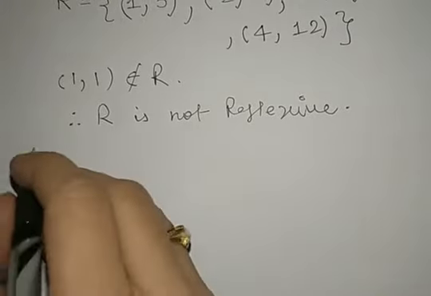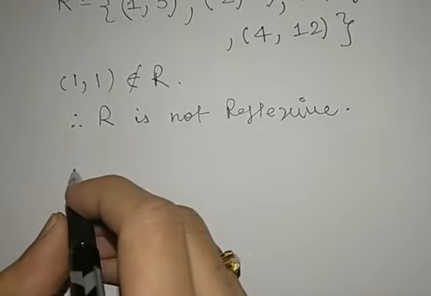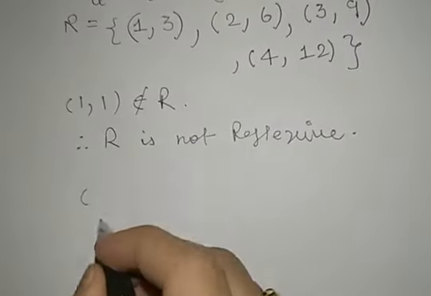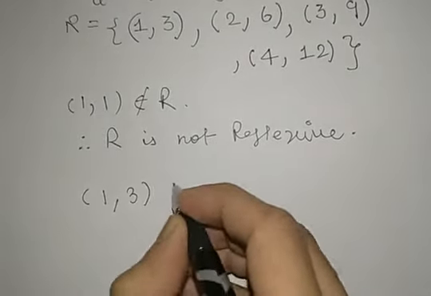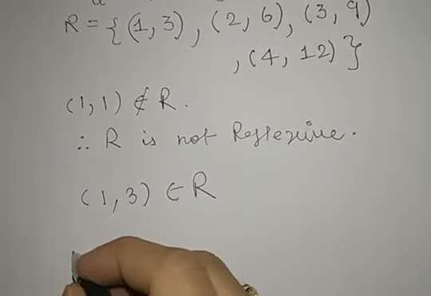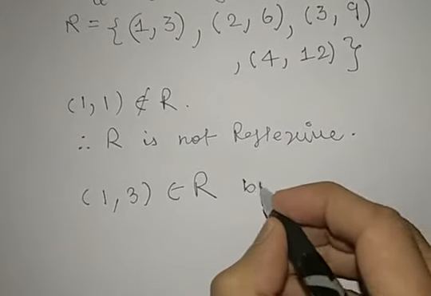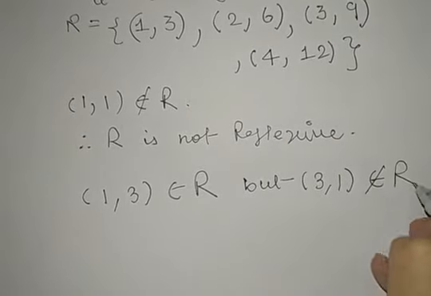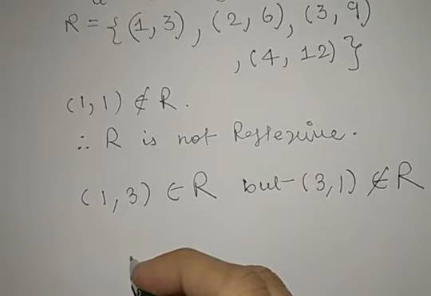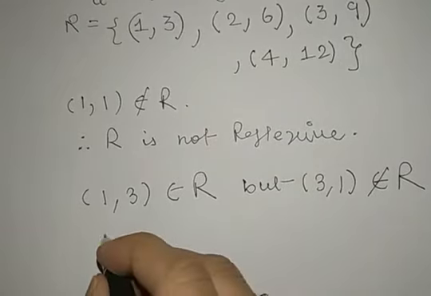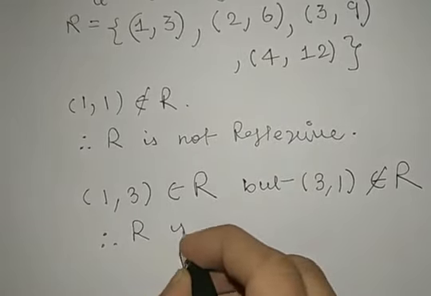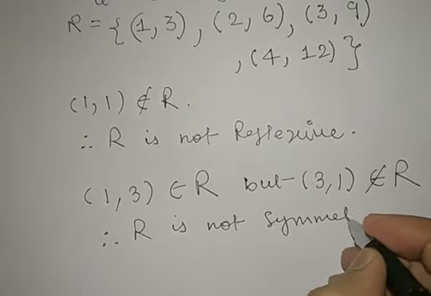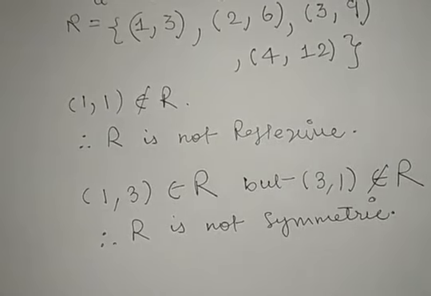Now if we take an element from here, say (1, 3), (1, 3) belongs to R, but (3, 1) doesn't belong to R, right? (3, 1) is not in the set R. So therefore R is also not symmetric. R is not symmetric, right?